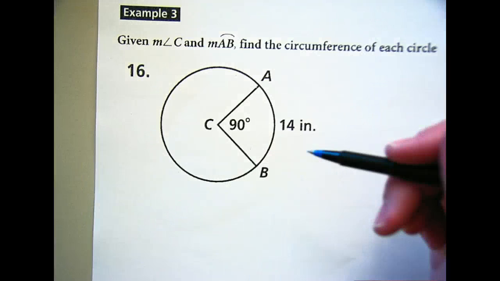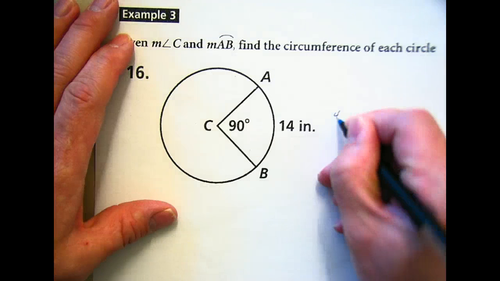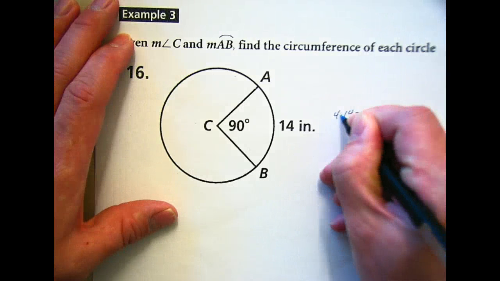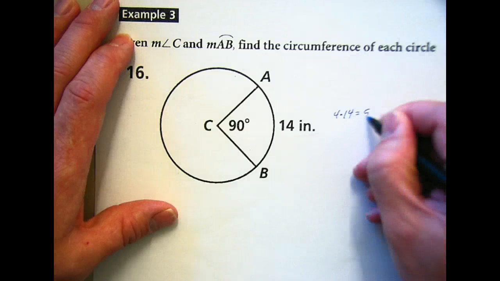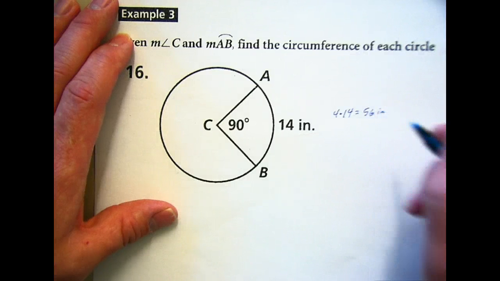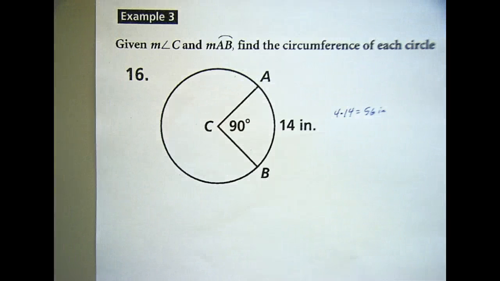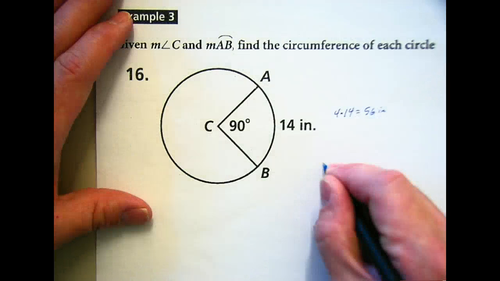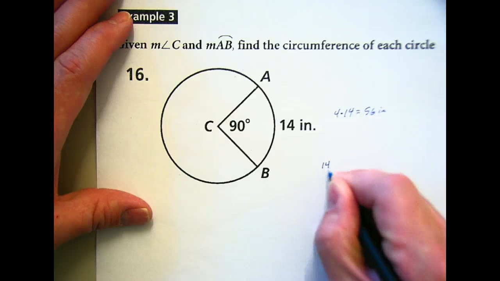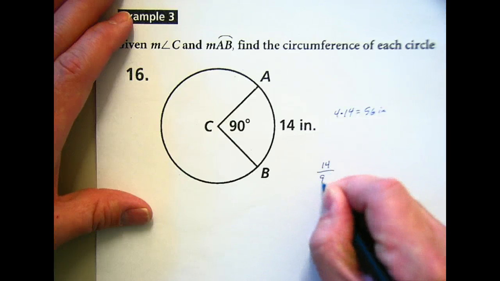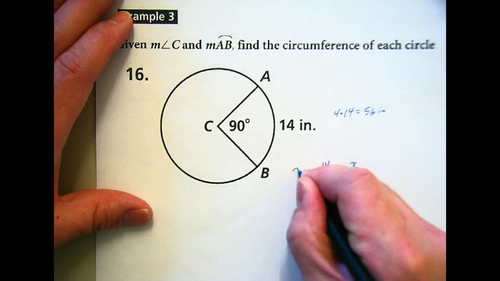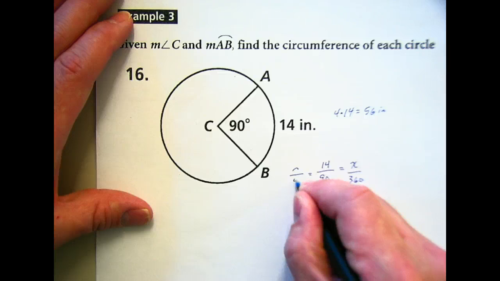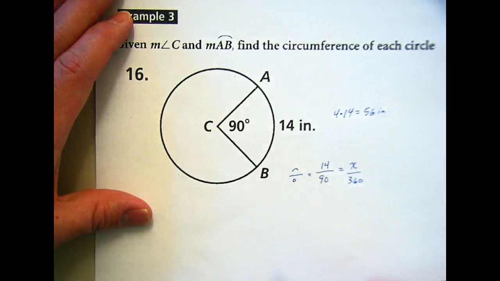Good. Anyone else come up with it? So 14 times 4 is definitely a valid approach. That ends up giving us, what is it, 56. 56 inches. That works out. Maggie? Set the ratio of 14 over 90 equals x over 360. Okay, so 14 is to 90 as x is to 360. So up here we're kind of dealing with arc is to degree. So arc over degree, right?